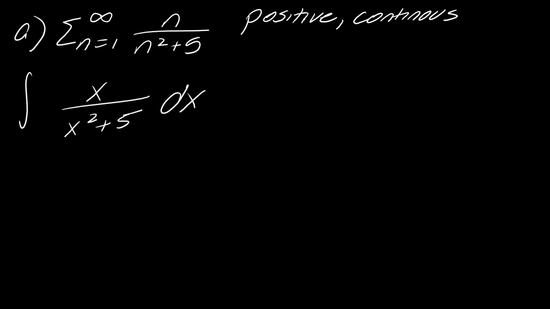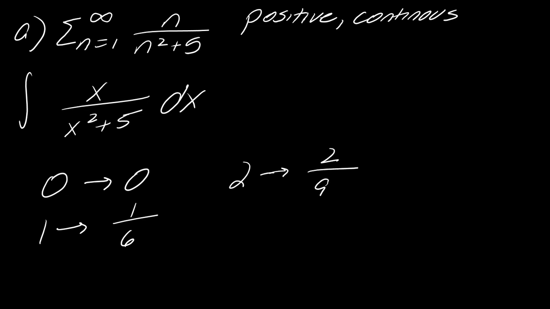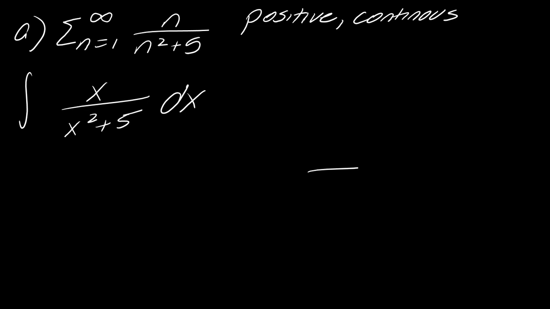Actually, you can tell just by looking. If I plug in 0, then this whole thing will equal 0. And if I were to plug in 1, I get 1 over 6. So technically that is increasing there. And if I were to plug in 2, let's see, I get 2 over 9. So this is actually increasing for the first few terms. That's one of the things that you have to watch out for with this test. You can't just say, oh, it's positive and continuous and I hope it's decreasing. You're going to have to figure out where it's decreasing because that's going to influence your limits of integration here.